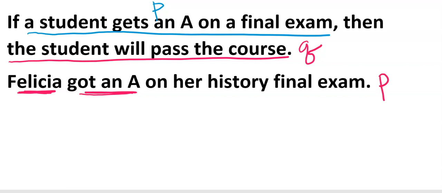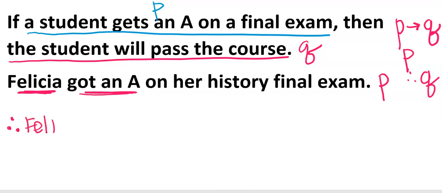Okay, so our conclusion would have to be Q. So here's what the form looked like to begin with. P arrow Q, P, therefore Q. Is this following that so far? We had an if-then statement. My second statement talked about P, which is fine. So my conclusion needs to talk about Q. So I need to talk about the student passing the course. And which student is it? Felicia. So my conclusion, and remember that stands for therefore, Felicia will pass the course, or will pass history. You can do either one.